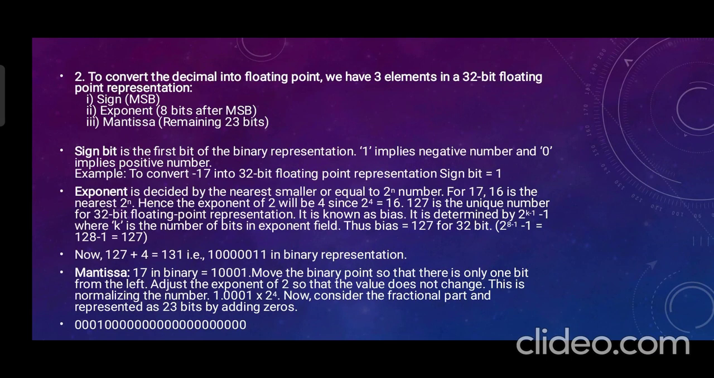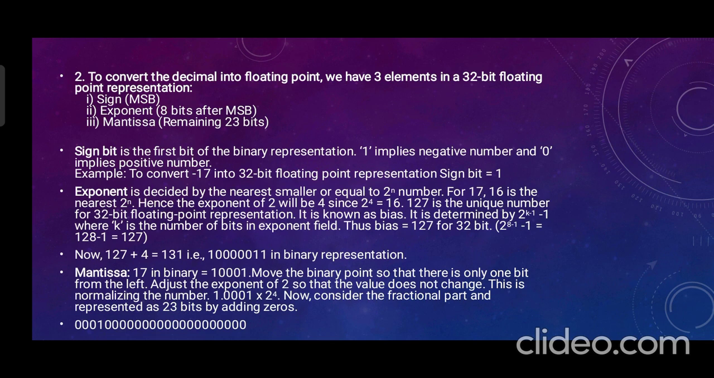So next slide is to convert the decimal into floating point. We have three elements in a 32 bits floating point representation. First is a sign, second is the exponent, and third is a mantissa. Sign bit is the first bit of the binary representation. 1 implies a negative number and 0 implies a positive number. Example, to convert minus 70 into 32 bits floating point representation, sign bit is equal to 1.